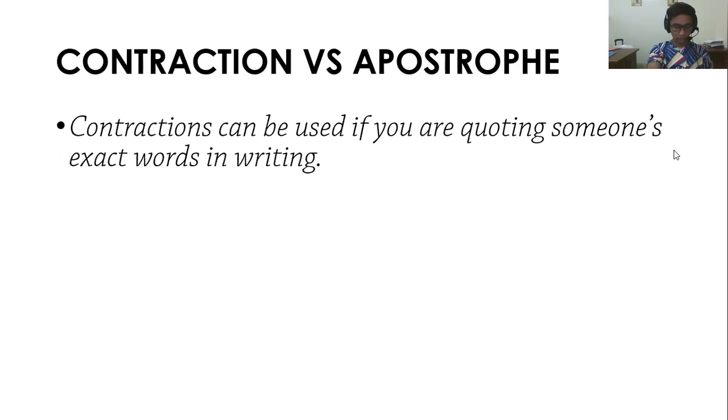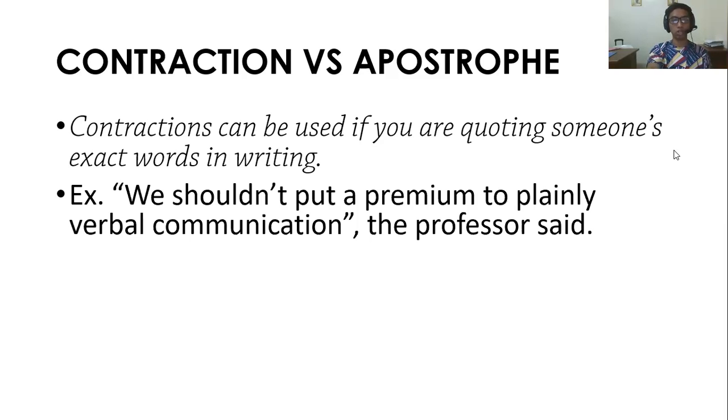However, contractions can be used if you are quoting someone's exact words in writing. We can use contractions when that particular word is part of the exact words being said by the writer, the professional, or anyone. For example, "We shouldn't put a premium on plainly verbal communication," the professor said. In that way, you should include the contracted word. What's the contracted word? Shouldn't.